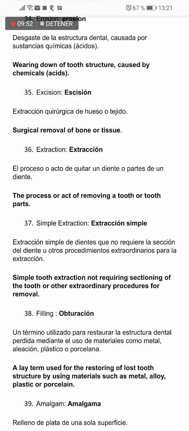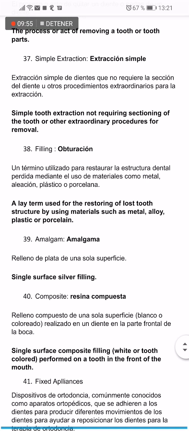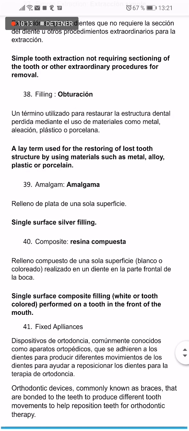Simple extraction, extracción simple: simple tooth extraction not requiring sectioning of the tooth, or other extraordinary procedures for removal. Filling, obturación: a late term used for the restoring of lost tooth structure by using materials such as metal, lead, plastic, or porcelain.